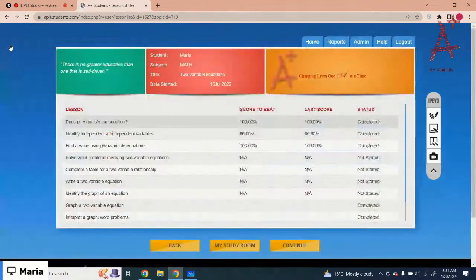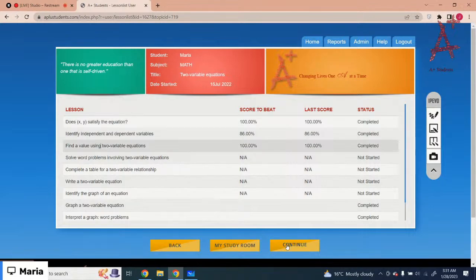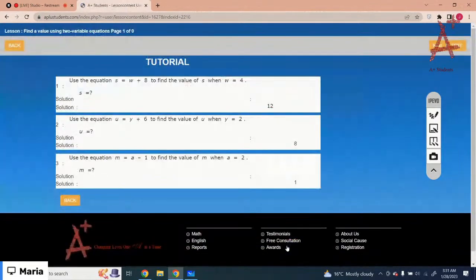And the next lesson is find a value using two variable equations. Got it? The next lesson is find a value using two variable equations.